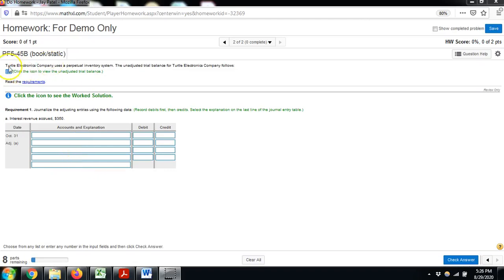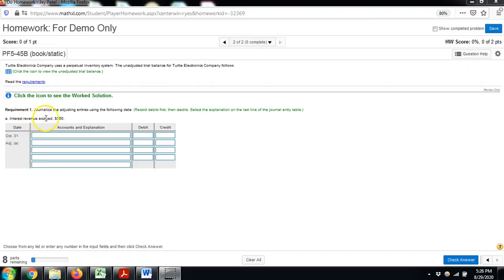In this example, we're going to do PF5-45B, and basically we're going to do some adjusting entries. We're going to compile the adjusted trial balance and then finally put together the multi-step income statement. So let's get started with these adjusting entries.